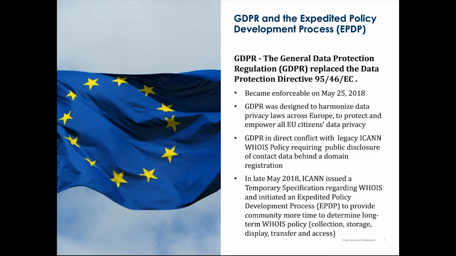So the EPDP is the Expedited Policy Development Process, and really this process got initiated because of the GDPR. As many people know, the GDPR is the General Data Protection Regulation, and it became enforceable on May 25th, 2018. Its goal really was to harmonize the different data privacy laws across Europe, put an umbrella over it, so that it'd be a little bit easier for people to navigate the data privacy rules within Europe. But the challenge is that GDPR is in direct conflict with legacy ICANN WHOIS policy.